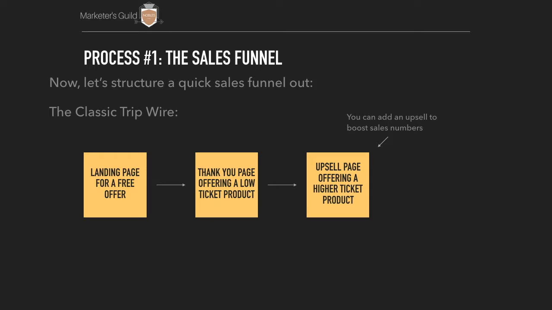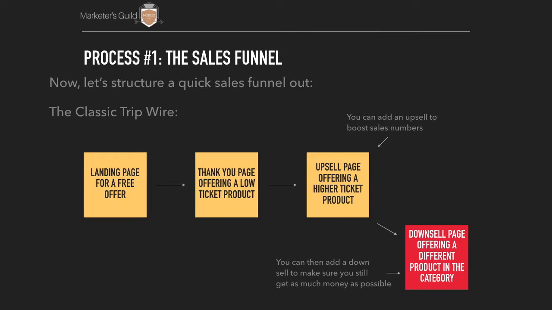And then at that point, after they buy the low ticket product, you can add some type of upsell page offering a higher ticket product. You can add a downsell page. Say they don't take you up on any of the offers, and you can offer them some type of other product that is in the same category that may be cheaper or really discounted or something like that. But adding these different pages after someone checks out is a really, really great way to boost the sales numbers, get as much money as possible from each of your customers, and increase the value of your leads.